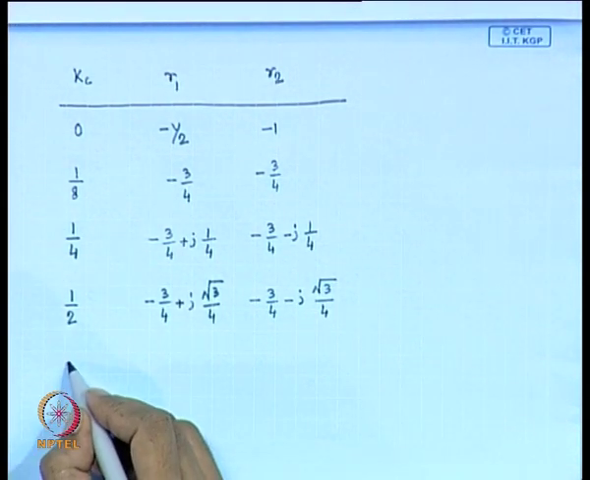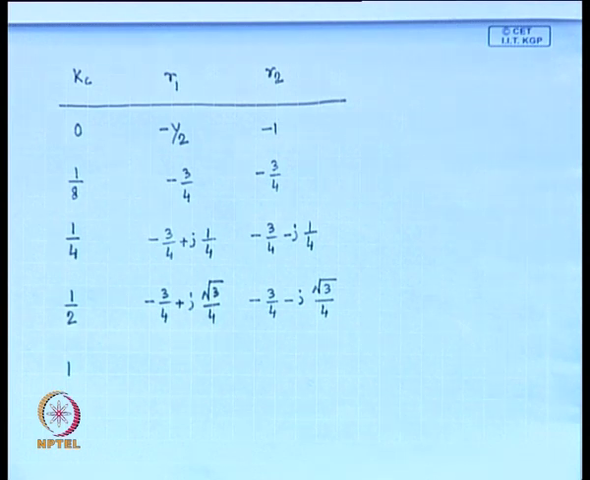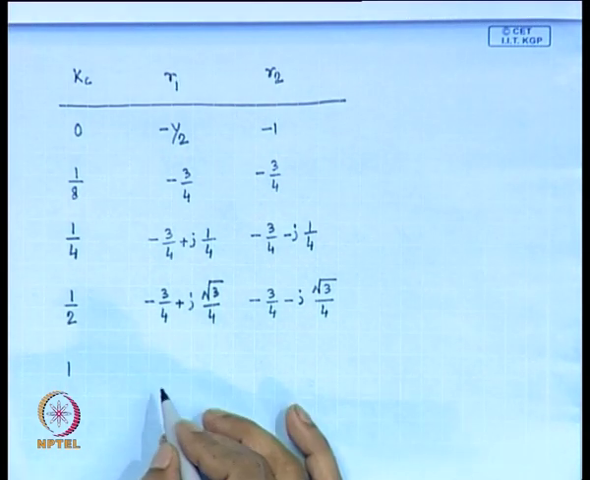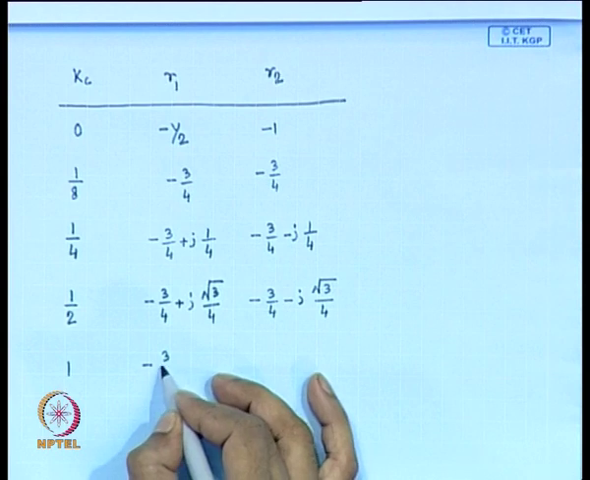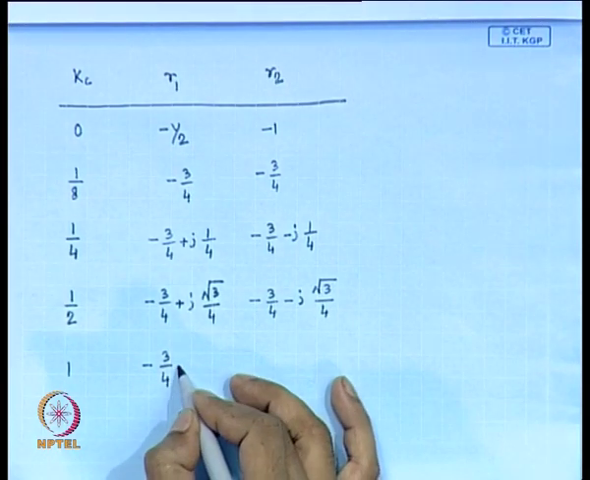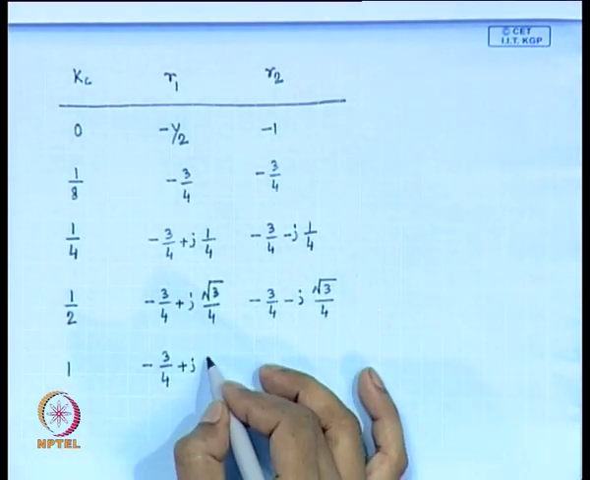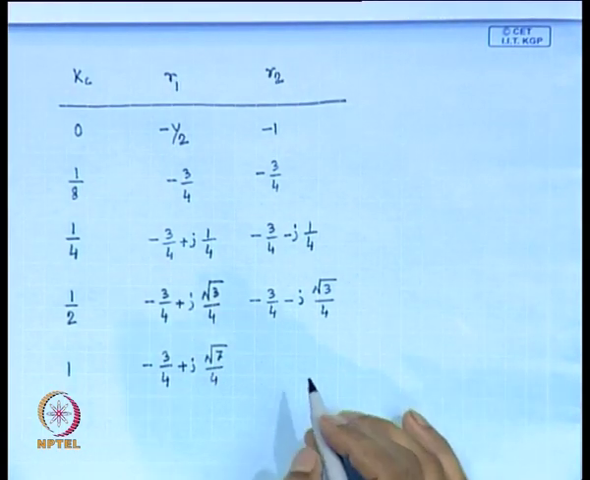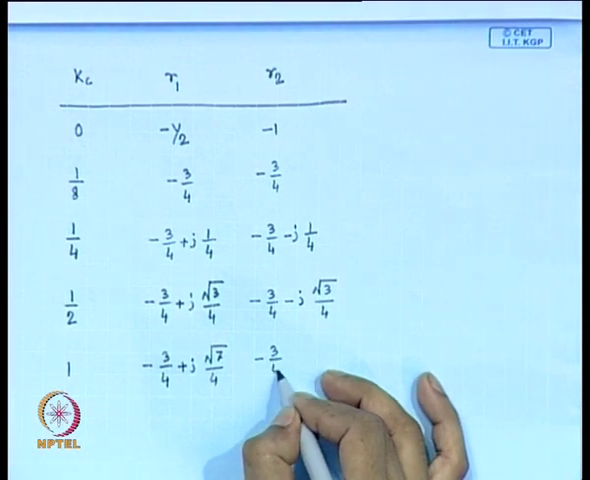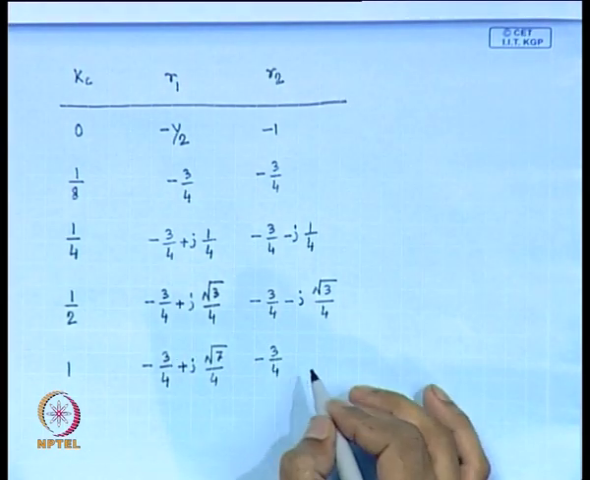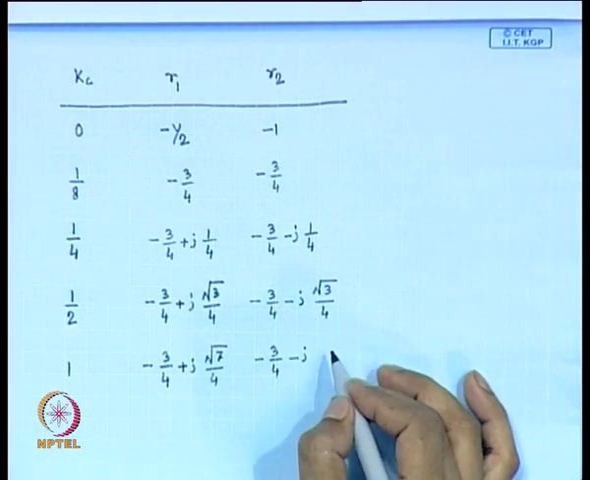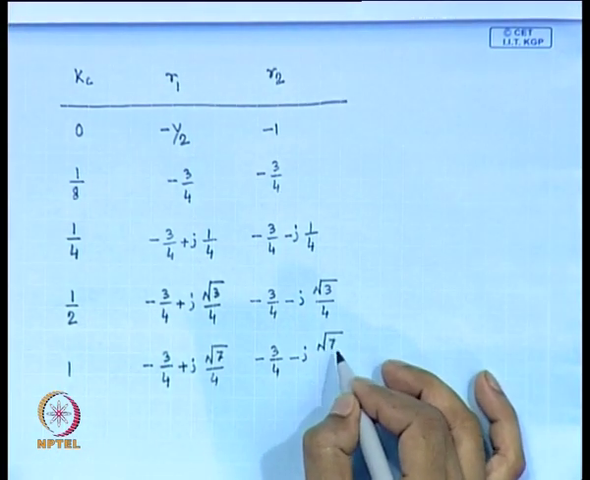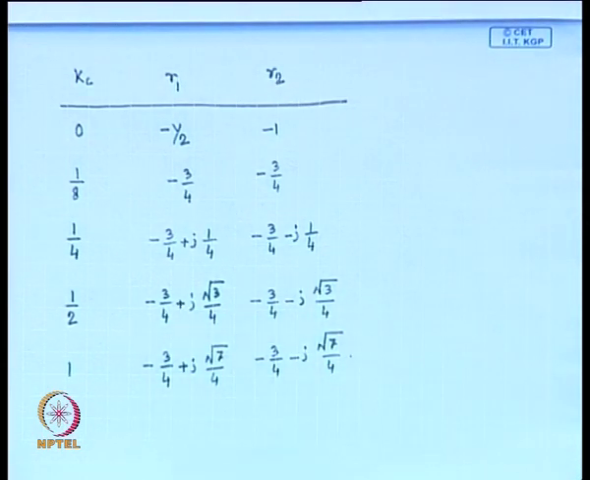Next we will consider Kc equals 1. Then R1 becomes minus 3 by 4 plus j root 7 by 4, and the second root is minus 3 by 4 minus j root 7 by 4. Like this we can go up to infinity. Fine.